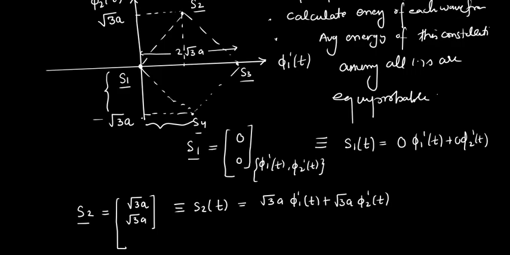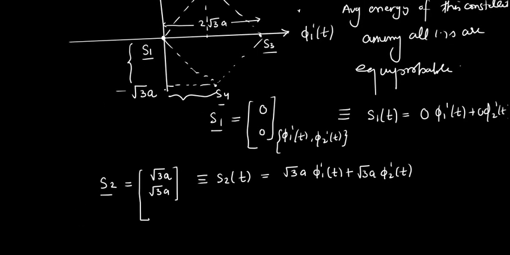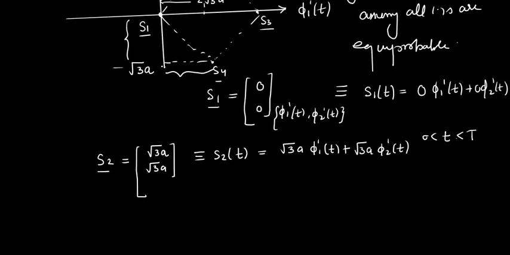Similarly, you can write for S3 and S4. Just quickly write it. And of course, you should always write t from 0 to t. Tell me, what will S3 be? Since your S3 vector is 2 root 3a comma 0, therefore the corresponding waveform would be equivalence.